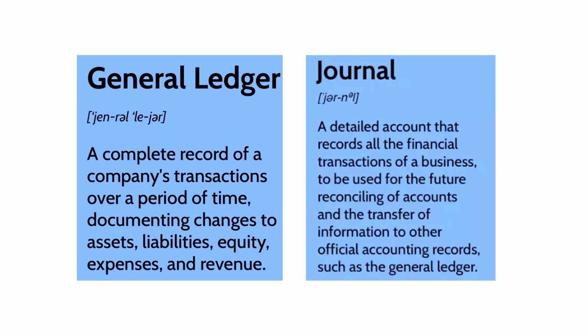Here we have two boxes showing the comparison between the general ledger and the journal. We have looked at the definitions of these two concepts. Side by side, we can see the journal on the right-hand side, a detailed account that records all the financial transactions of a business. This is much more basic than the general ledger and is used for the future reconciliation of accounts and the transfer of information to another key account, which is the general ledger. And the general ledger, in summary, is a complete record of a company's transactions over a period of time. It's more summarized than the journal, with account categories instead of individual accounts, documenting changes to the major account types, including assets, liabilities, equity, expense, and revenue.